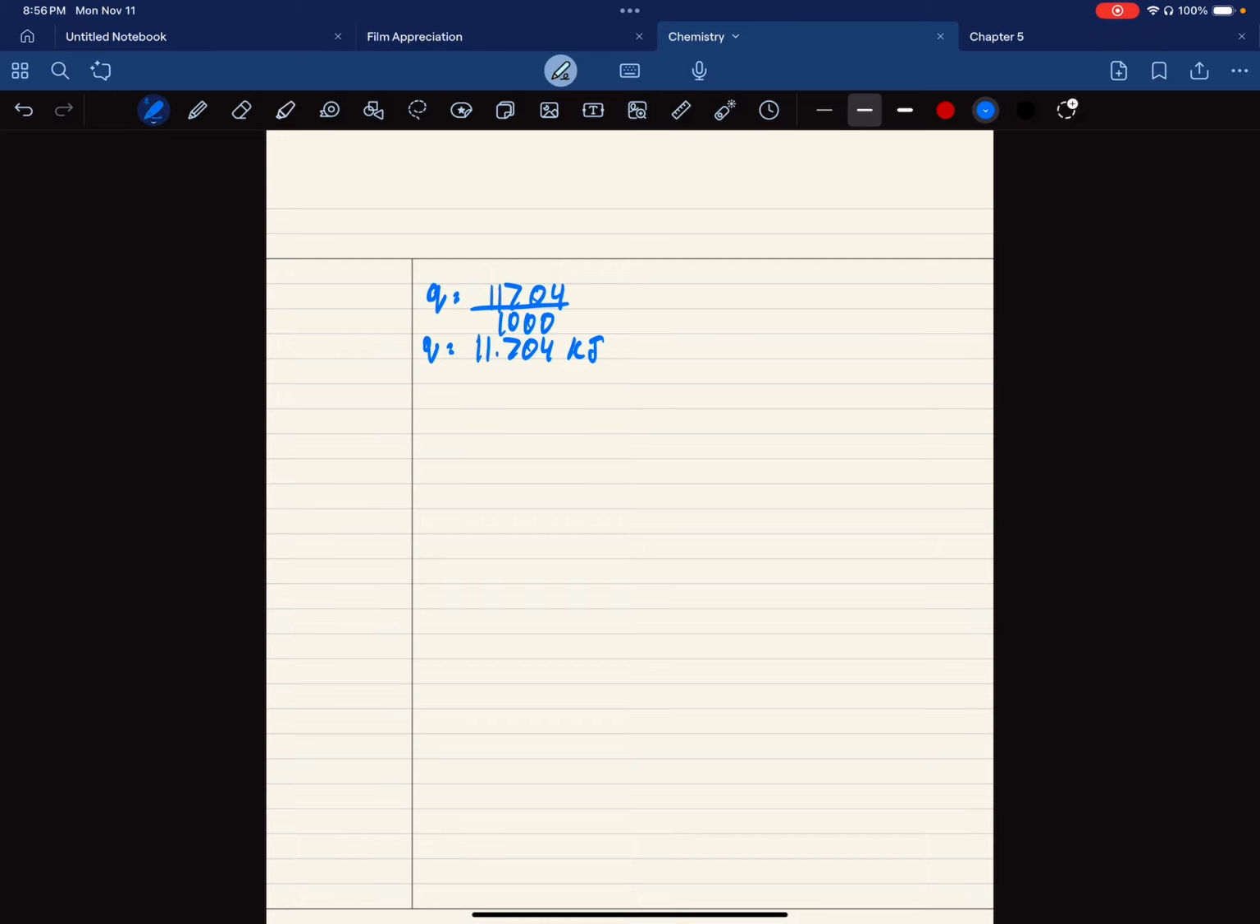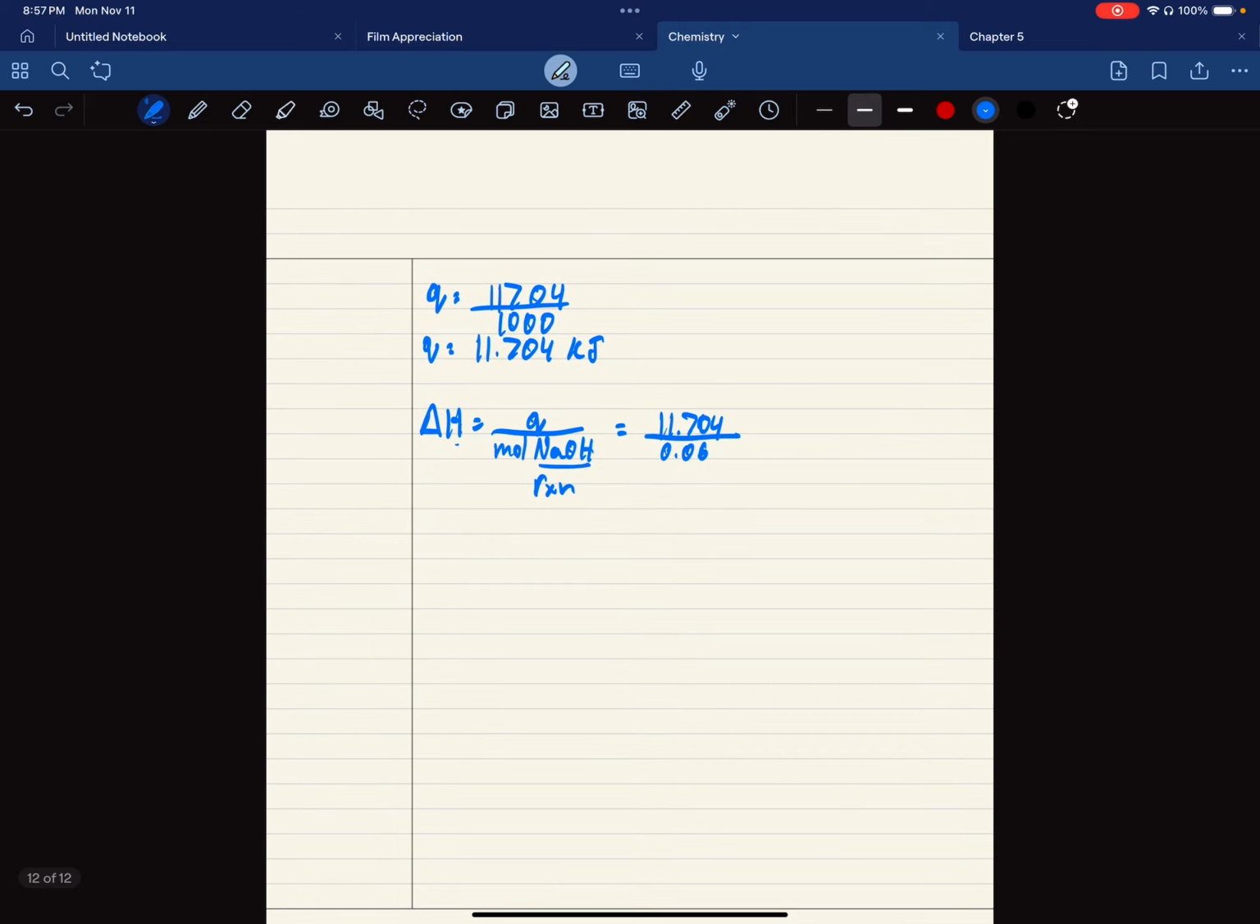And now the final calculation we need is delta H per mole. With that, we do Q over moles of NaOH. That gives us 11.704 over 0.06. So now, actually, what we really want is the delta H, not of NaOH, but of the reaction.